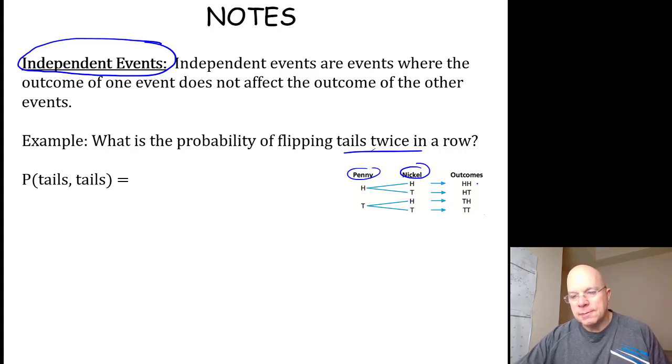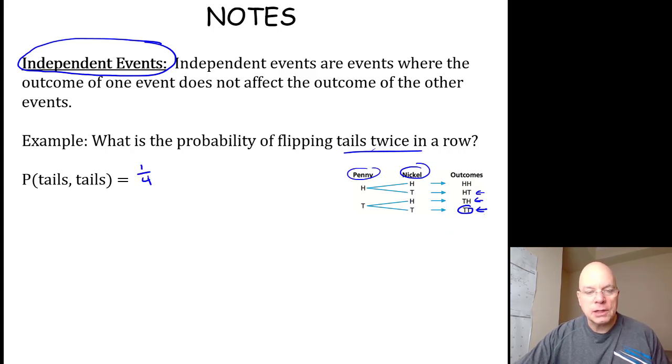There are 4 possible outcomes: heads heads, heads tails, tails heads, which is a different outcome because it'd be heads on the penny, tails on the nickel, or tails on the penny, heads on the nickel, or we could say the first flip, second flip, but those are different outcomes, and the only one that's tails tails is this one. So there's a 1/4 probability of getting tails twice in a row.